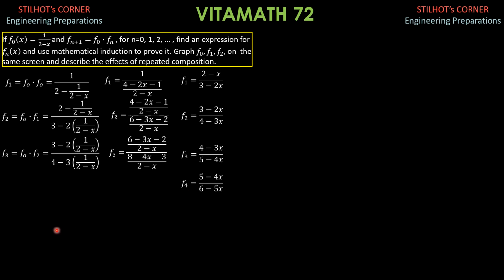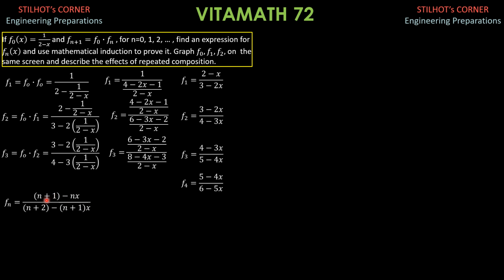So in general, this is n plus 1, the constant in the numerator. Then the coefficient of x is n. So n plus 1 minus nx over the denominator is n plus 2 minus quantity n plus 1 x. So Fn therefore is n plus 1 minus nx over n plus 2 minus quantity n plus 1 times x.